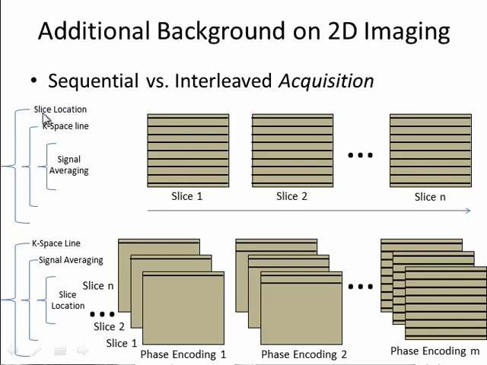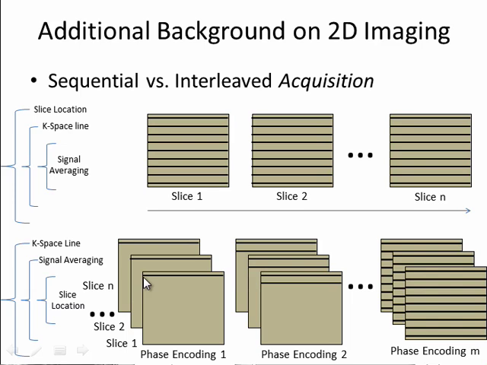Then we move to the outer acquisition loop, which is slice location, so that means we move to the next slice, acquire the first k-space line, average, and so on until we make it to the final slice. Now for interleaved acquisition, we do have a different ordering of the acquisition loops. So the first k-space line could be up here or it could be down here.